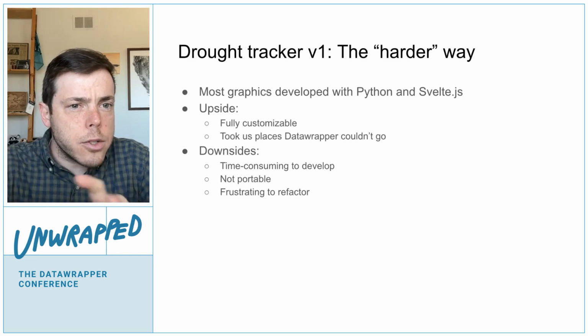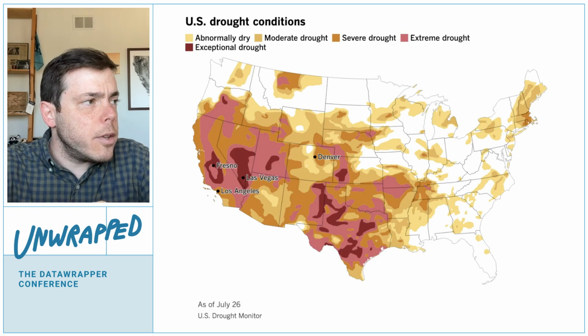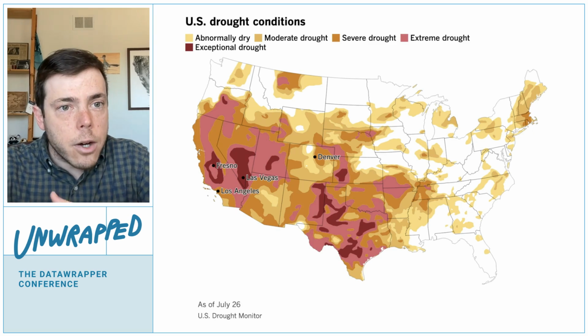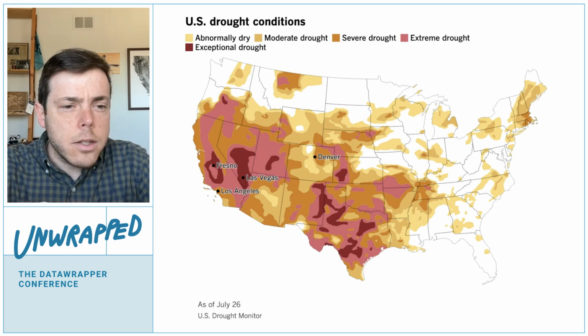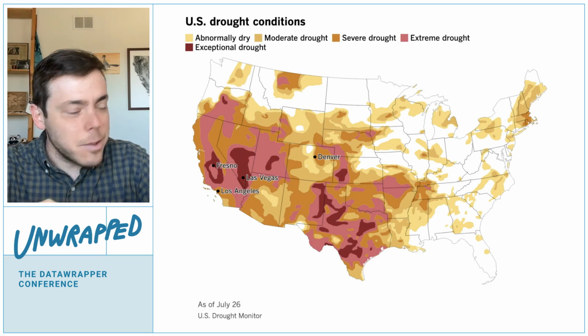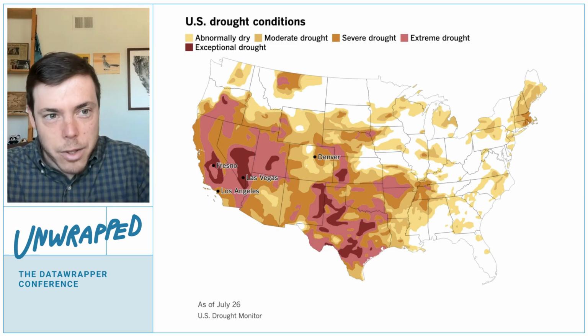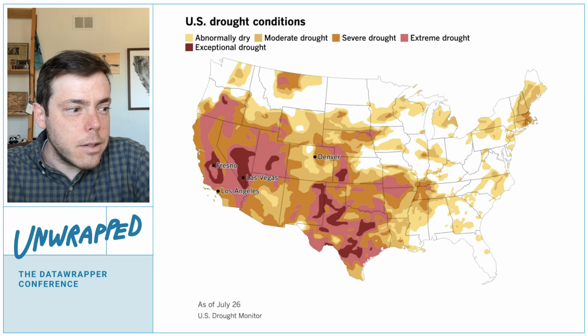Maybe if you live in the US, you've seen the US Drought Monitor has these splotchy maps that show where the severe droughts are in the US and in different states. In some ways, JavaScript and D3 and Svelte can take you places that Datawrapper can't go. I tried in vain to make a map like this work in Datawrapper, and either I wasn't trying hard enough, or it can't be done, or I'm just not smart enough.